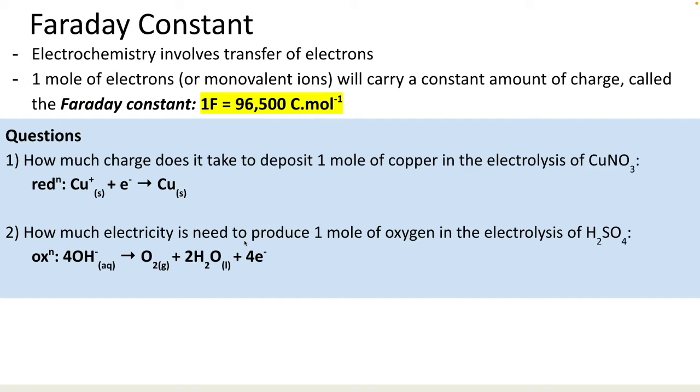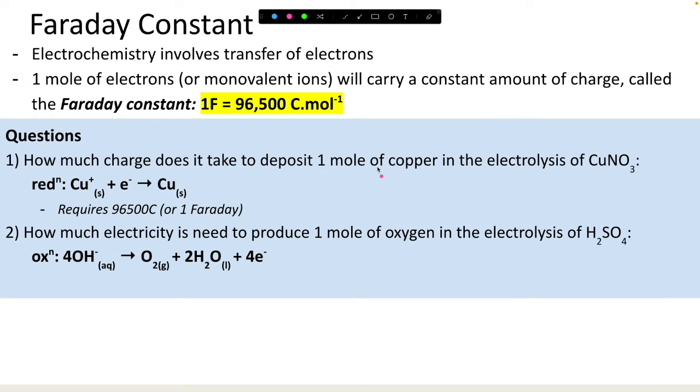Let's have a talk about the answer now. So essentially, to deposit 1 mole of copper, well, the stoichiometry of that requires gaining 1 mole of electrons. So if 1 mole of electrons carries a constant amount of charge, then this quite simply just requires 1 Faraday of charge. So 96,500 coulombs, or you could say 1 Faraday.